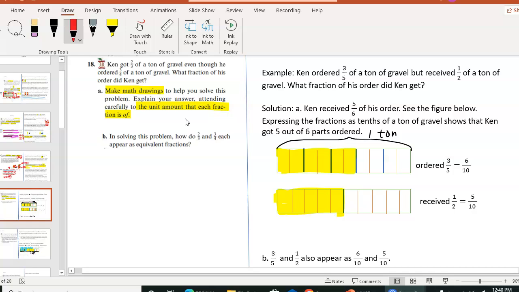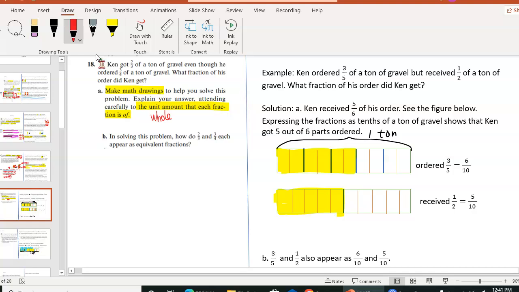After that, we also need to answer what the unit amounts are for each fraction, and pretty much what's the whole. So again, unit amount means the whole. What's the whole for a fraction? We talked about this in class. A fraction means a portion. It's always a portion of something, and this something is always the whole.